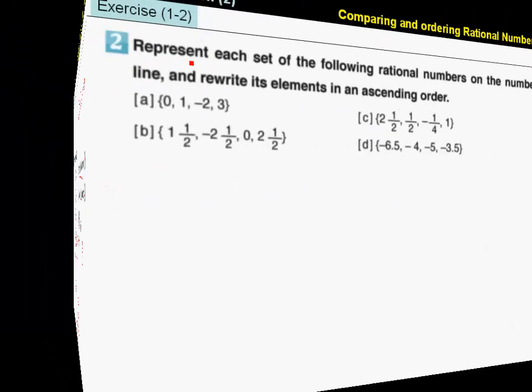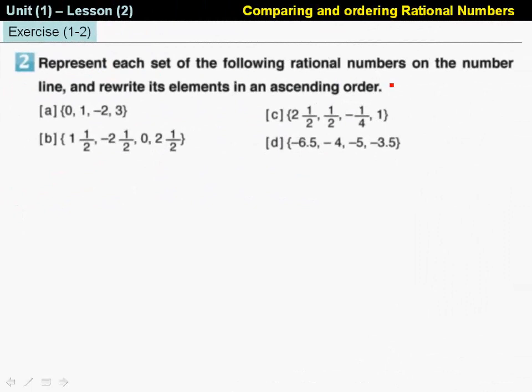Very easy. Represent each set of the following rational numbers on the number line. This is the first question. And rewrite its elements in ascending order. This is the second question. Be careful, otherwise we will forget this one. So put an underline here and here. Ascending order is to start from small numbers to bigger numbers. If we start from big and continue with smaller numbers, this will be descending. But he asked for ascending.